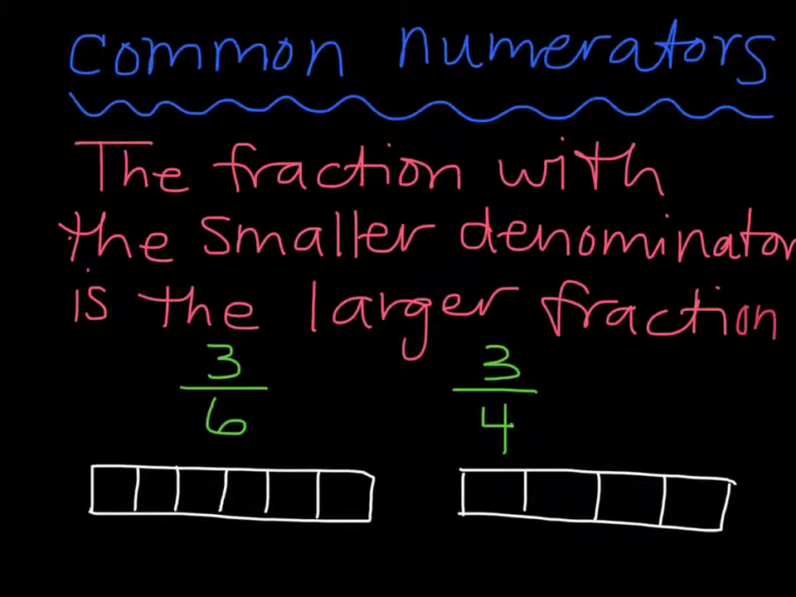The understanding is that with a common numerator, the fraction with the smaller denominator is actually the larger fraction. If you were getting 1/2 of a pizza, you'd be getting more than 1/4. So the smaller the denominator, the larger the fraction. I have one more visual to show you here. If I had 3/6, that would be 1, 2, 3 pieces compared to having 1, 2, 3 out of 4.